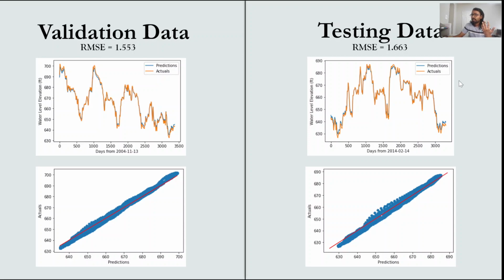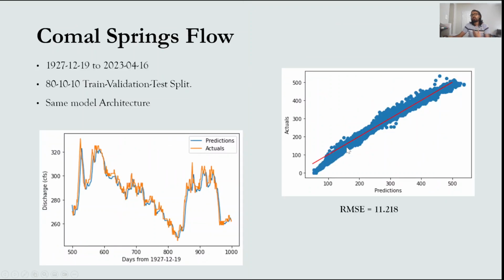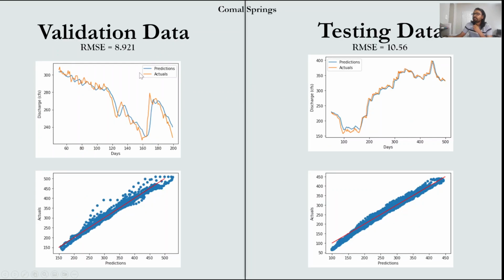And next thing is I repeated the same thing for Comal Springs flow. This is the discharge data for the Comal Springs, that is slightly downstream of it. The time period when it's available was different, but other than that, I used the same principle, same model architecture, 80-10-10 split, and you can see on the training data, it's performing very well with everything very close to x equals y with some outliers here. And same thing in the validation and testing data.